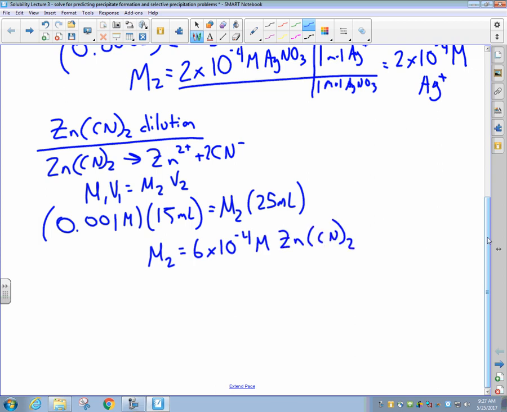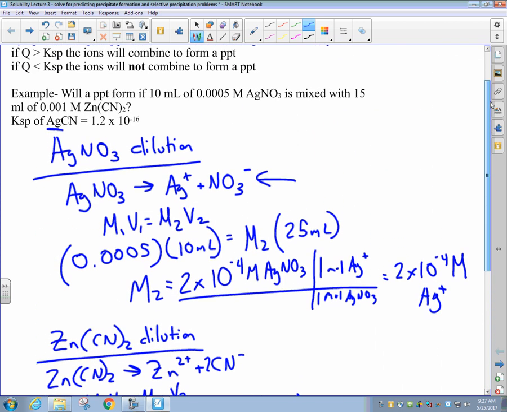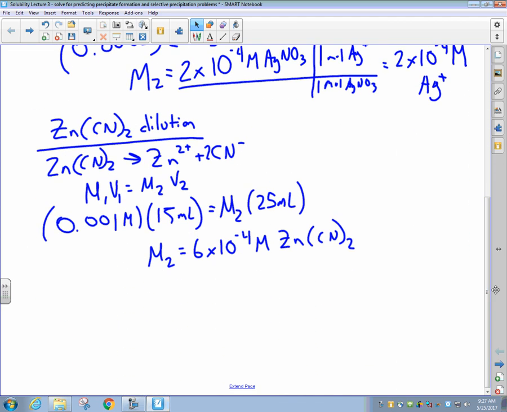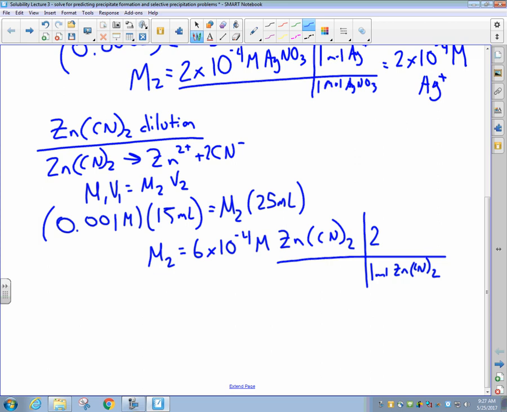Once again, we're not concerned about the concentration of the zinc cyanide. What we're concerned about is the concentration of just the cyanide ions. So we're going to have to do a quick molar ratio. For every 1 mole of zinc cyanide that dissolves, we are going to produce 2 moles of cyanide ions. And this is why that ratio is so important to us, because it's not always going to be a 1-to-1 ratio like it was for the silver nitrate and silver. In this instance, it's a 2-to-1 ratio. So we get an answer of 1.2 times 10 to the minus third molar cyanide ions.